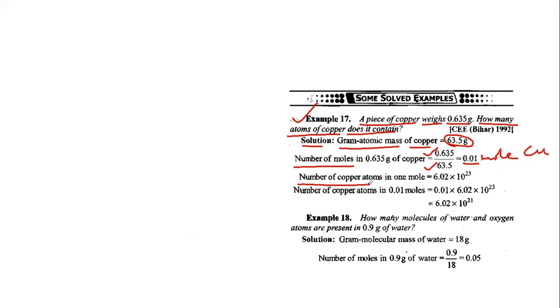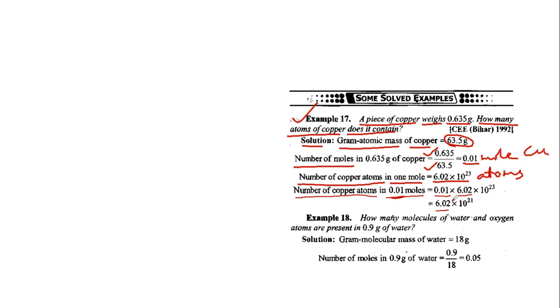Now, the number of copper atoms in 1 mole is equal to the Avogadro number of atoms. These many atoms will be present in 1 mole, right? Now, the number of copper atoms in 0.01 moles is 0.01 into Avogadro number, by cross multiplication.